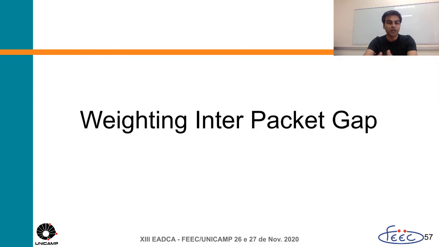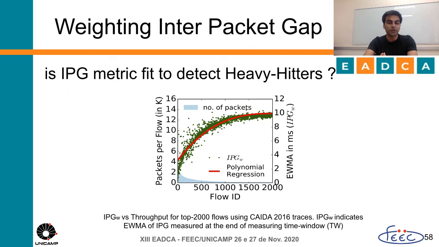So for validation, we perform some tests using CAIDA ISP traces. We consider the top 2000 flows for testing. In this figure, the first y-axis represents the total number of packets of each flow in the fixed time intervals, and the second y-axis denotes the weighted interpacket gap at the end of the time interval. The figure confirms that the IPG metric is suitable for heavy hitter detection.